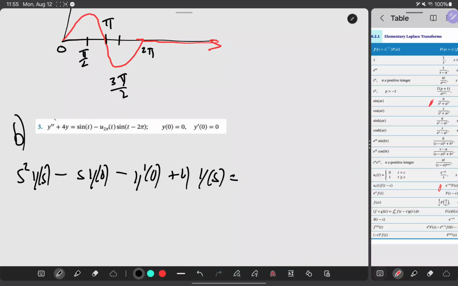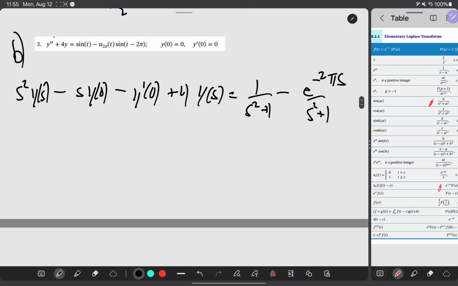Oh man, sine of t would be 1 over s squared plus 1, minus our parent function sine of t, that would be 1 over s squared plus 1 times e to the minus 2 pi s. See, I don't even have to look at the table anymore. I'm just starting to memorize this from doing the videos. Isn't that amazing? I didn't even look at the table for those. Oh, I did for the sine.